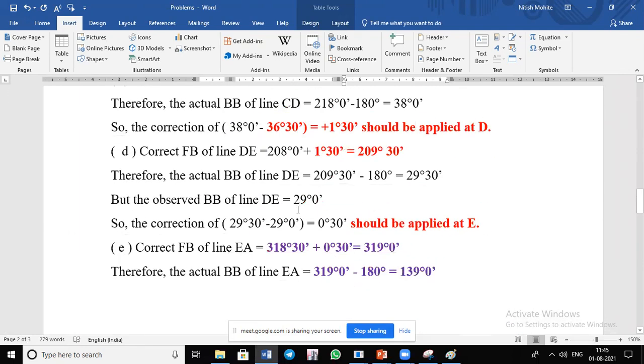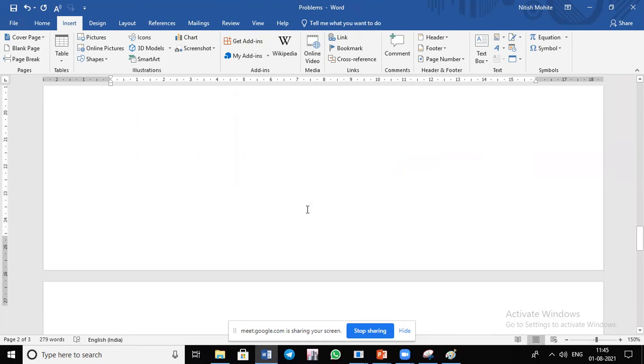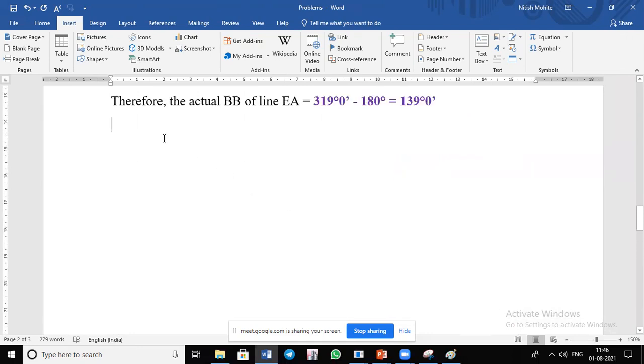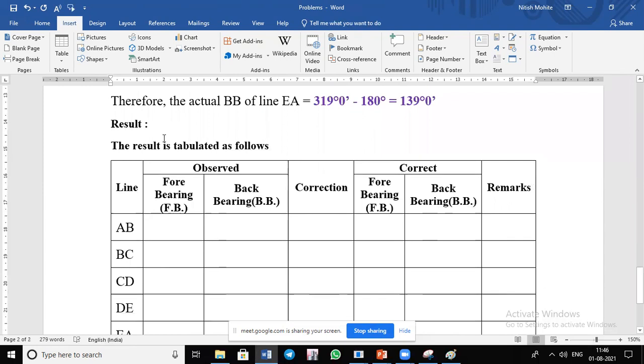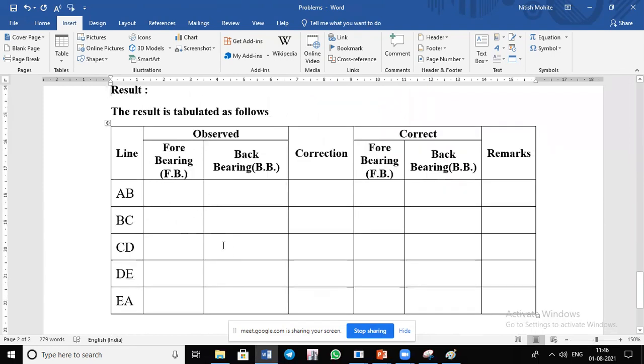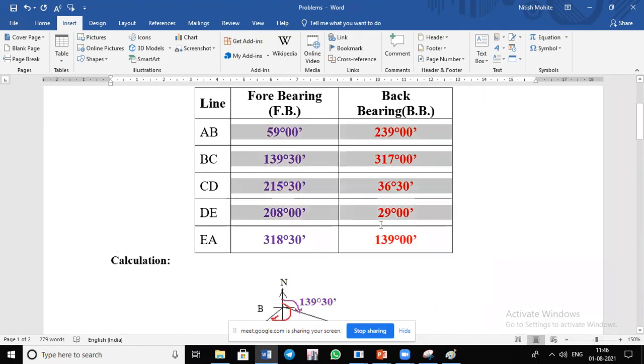Okay, finally we are supposed to draw a table in which we represent all the corrections that are there. Okay, so observed readings we are going to enter here. Whatever the corrections were, we are going to write here. Corrected forebearing and back bearing, and correspondingly remarks. Okay, so first of all I will copy the observed angles.